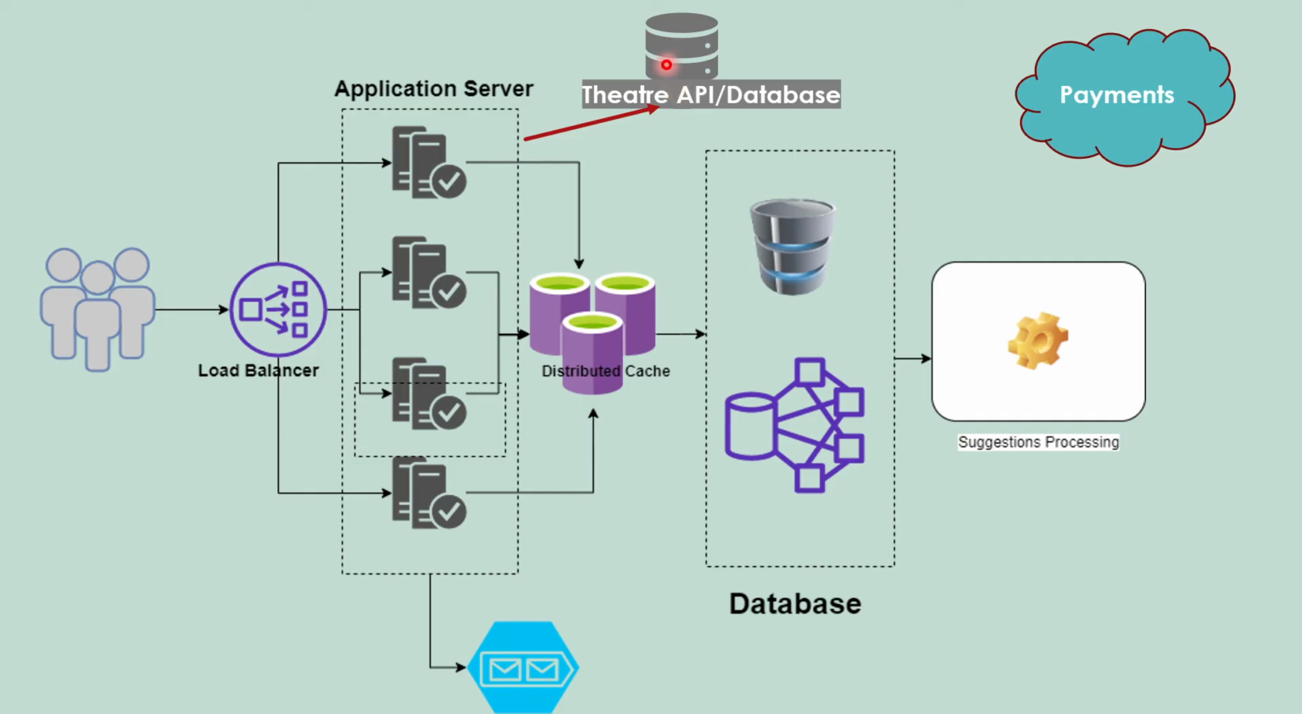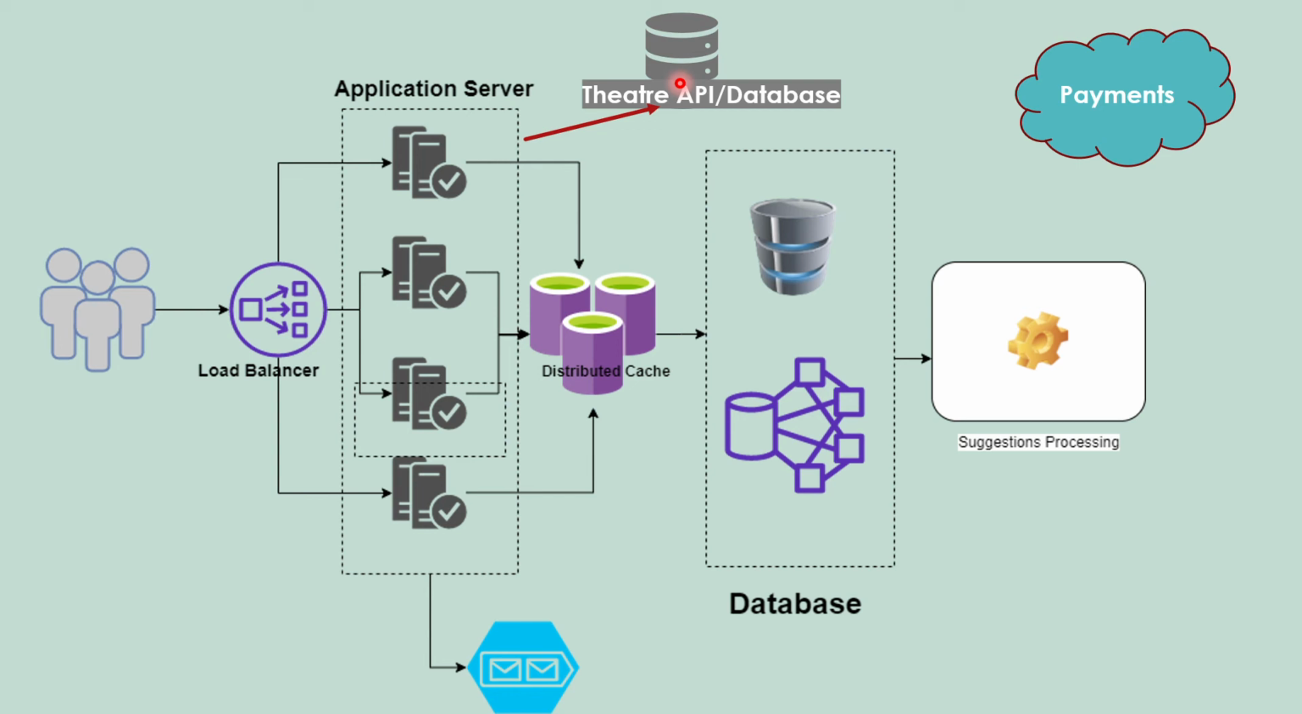If even after 5 minutes or 10 minutes, whatever is set, the payment is not finished within that time frame, then the application server will send a request to cancel the payment, and it will send a request to the theater API to release that particular seat. So that is how the concurrency will be maintained.